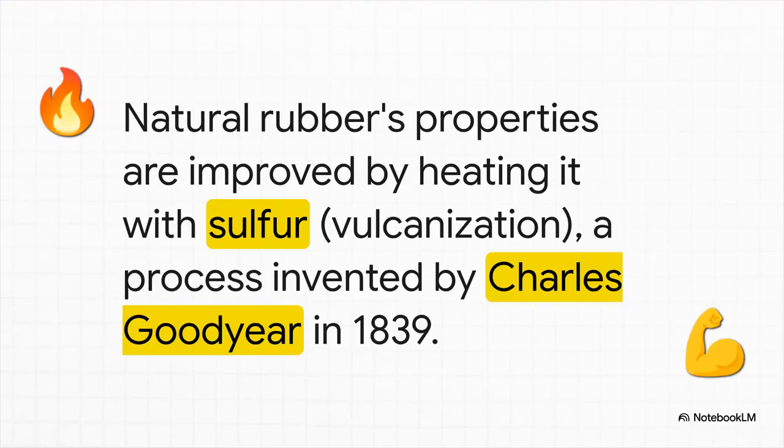First up, natural rubber. In its raw form, it's pretty soft and sticky, not very useful. But back in 1839, a guy named Charles Goodyear figured out that if you heat it with sulfur, a process we call vulcanization, it creates these sulfur crosslinks between the polymer chains. This makes the rubber way stronger, more elastic, and much more durable. It's the reason we can have things like car tires.